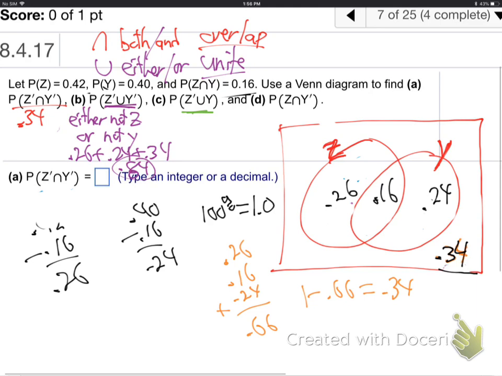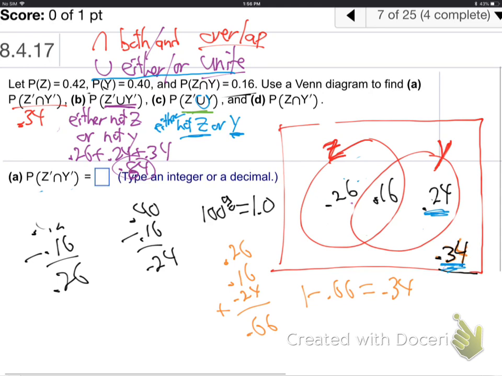So what does it say? Not Z, either. It's an either-or, isn't it? Because of the U turned up. Unite means everybody together. Either-or, right? Unite up here. It's either not Z or Y. So which ones are not Z? This guy and this guy are not Z. Either those or anybody in Y, right? Either anybody not in Z, that's these two, or anybody in Y.